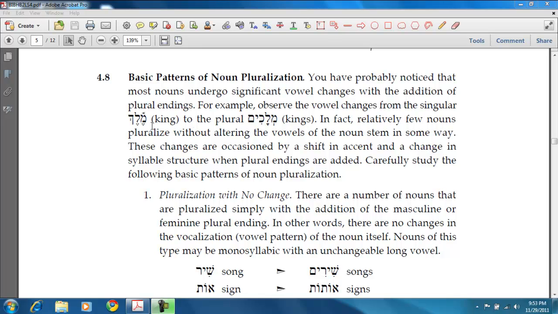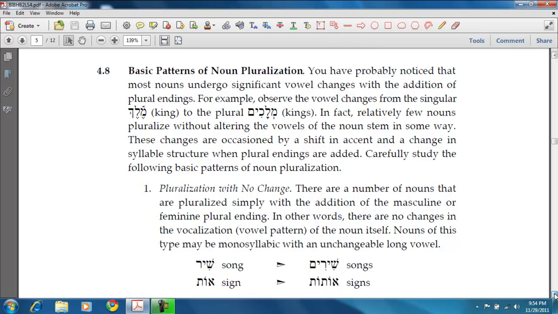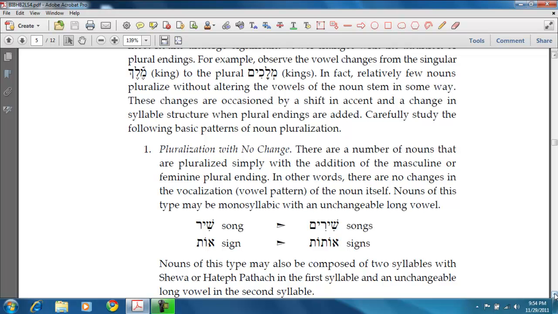But when you take melech, which is a masculine singular noun, and convert it to a plural, it becomes melachim. In fact, there are very few nouns that are pluralized without altering the vowels of the noun stem in some way. These changes are occasioned by a shift in the accent and the change of the syllable structure when the plural endings are added. Another syllable has been added to what already existed in the root of the word. So if you had two syllables, when you add the plural ending, you have three syllables.